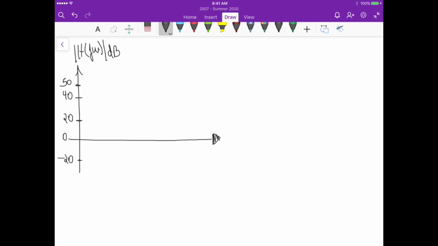So if you select several values of omega, I will specify some values here. So 10 to the 1, this is omega in radians per second, 10 to the 2, let me see, I have to go up to 10 to the 7, so 10 to the 3, 10 to the 4, 10 to the 5, 10 to the 6, it's here, 10 to the 7.